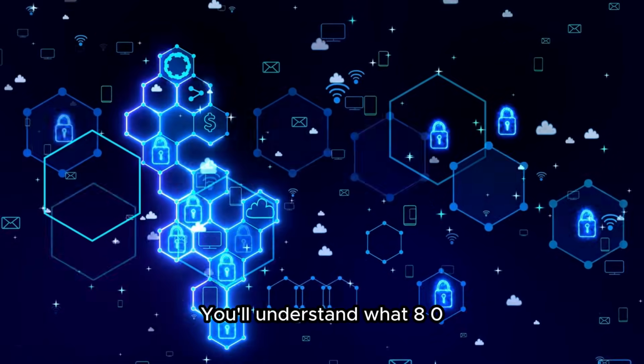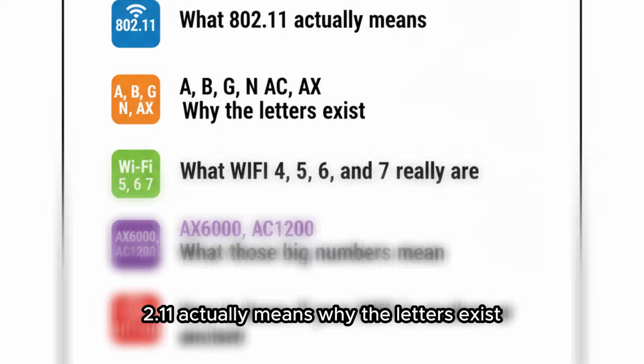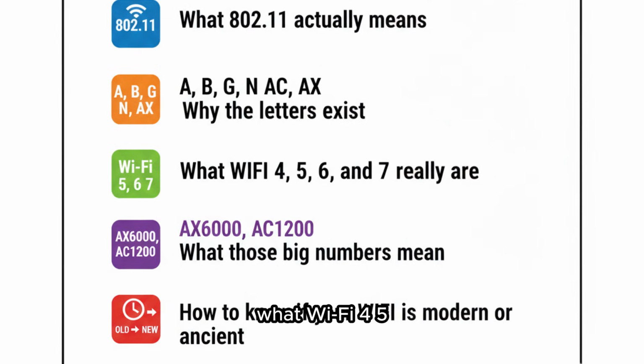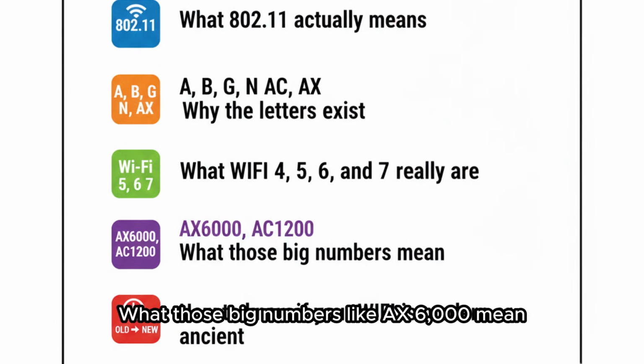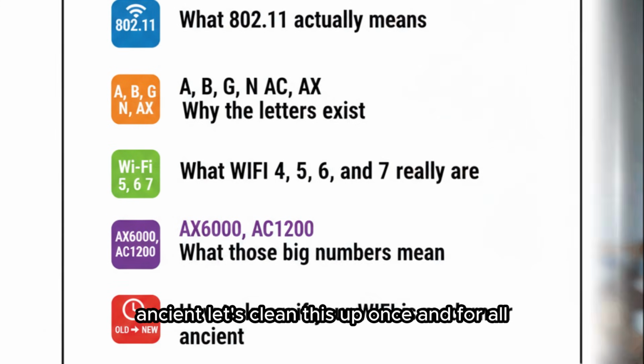By the end of this, you'll understand what 802.11 actually means, why the letters exist, what Wi-Fi 4, 5, 6, and 7 really are, what those big numbers like AX6000 mean, and how to know if your Wi-Fi is modern or ancient. Let's clean this up once and for all.